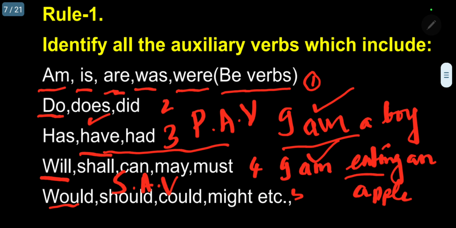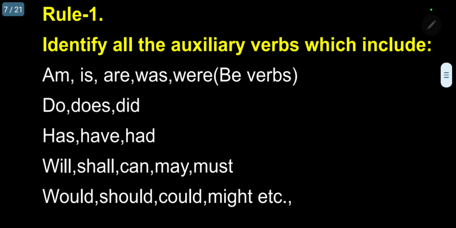Primary auxiliary verbs: be verbs, do, does, did, has, have, had. This is primary auxiliary verb. They will act as a main verb as well as helping verbs. Whereas, will, shall, can, may, must, would, should, could, might, they will act as the secondary auxiliary verb or modal verb. That is very, very important. The secondary auxiliary verb's other name is modal verb.